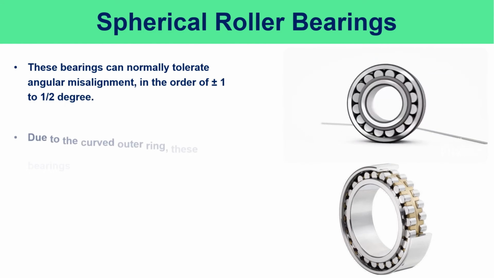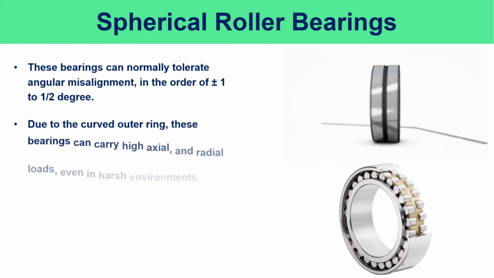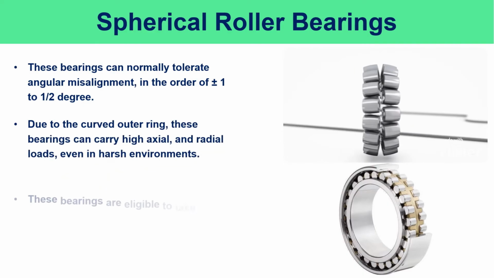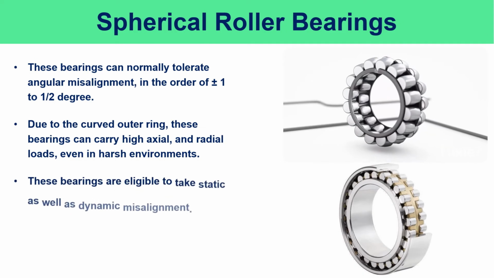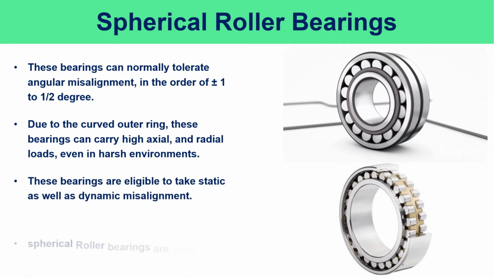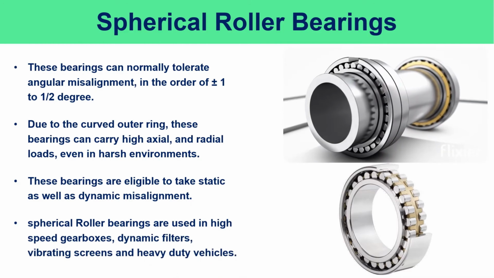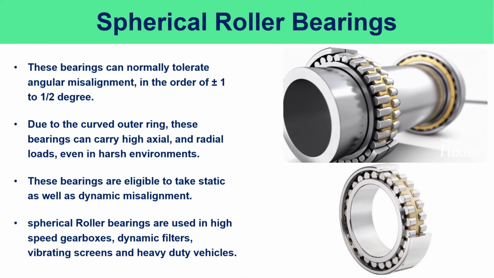Due to the curved outer ring, these bearings can carry high axial and radial loads, even in harsh environments. These bearings are able to take static as well as dynamic misalignment. Spherical roller bearings are used in high-speed gearboxes, dynamic filters, vibrating screens, and heavy-duty vehicles.